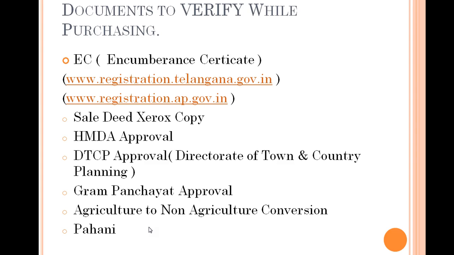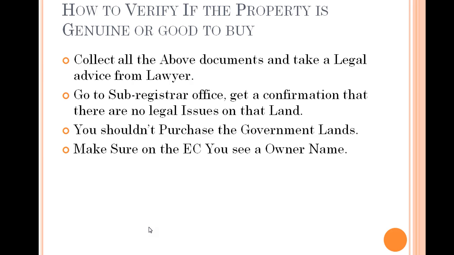Once you have got all these documents, how do you verify whether the documents are genuine or good to buy? This is very important. You need to know how to verify that the property is genuine or good to buy. Collect all the above documents and take legal advice: go to a respected lawyer, submit all your documents, give him some time, and he will verify all the documents and give a stamp saying whether it's a good property to buy or a bad property. If it is good, go and buy it.